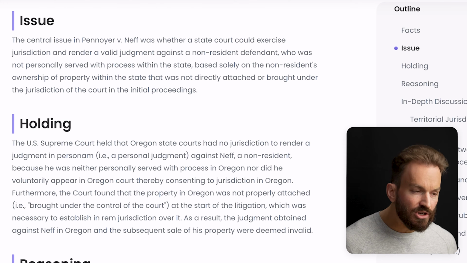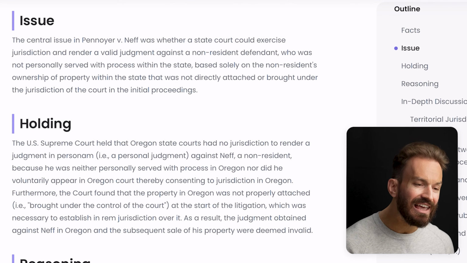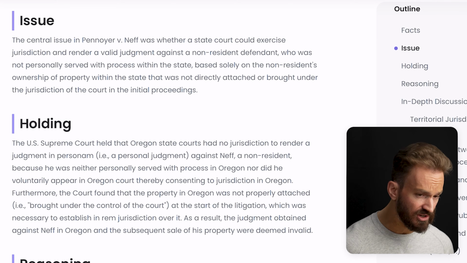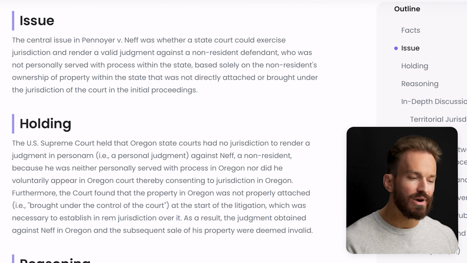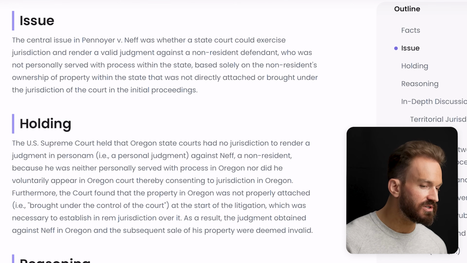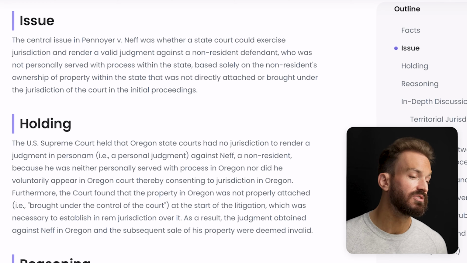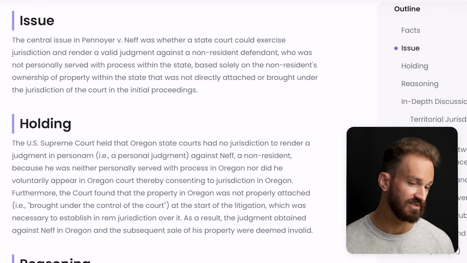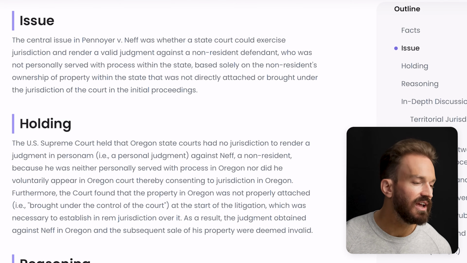The central issue before the Supreme Court in Pennoyer v. Neff was whether a state court could exercise jurisdiction and render a valid judgment against a non-resident defendant who was not personally served with process within the state, based solely on the non-resident's ownership of property within the state that was not directly attached or brought under the jurisdiction of the court in the initial proceedings.